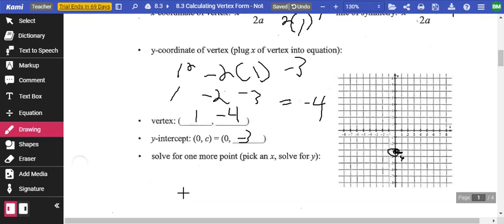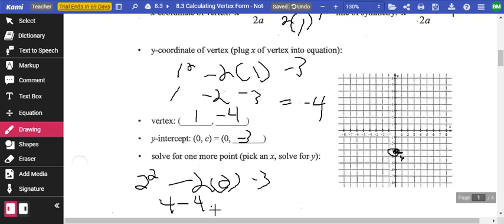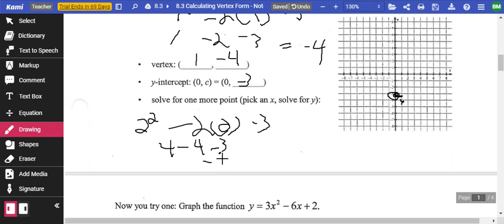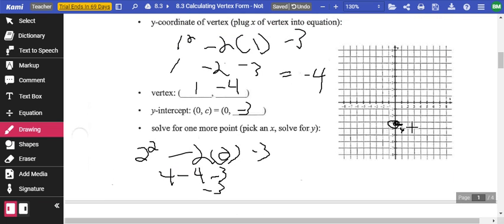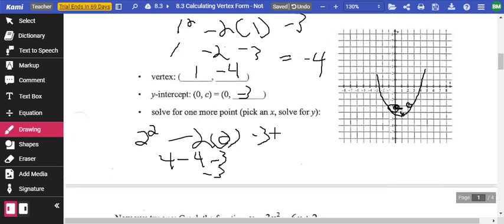So I know that this is on the other side. So I want to do the other side, so I want to pick 2. So I'm going to go 2 squared minus 2 times 2 minus 3. I'm going to get 4 minus 4 minus 3, and I'm going to get -3, which is what I want for number 2. Because then I know I get this lovely U shape right there.